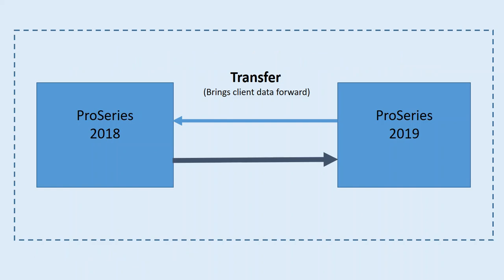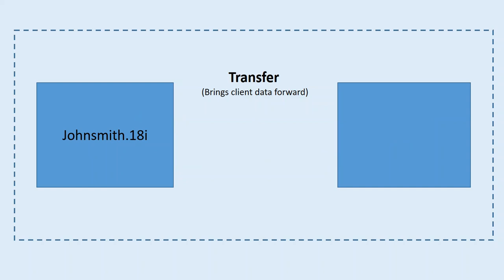Transferring a client file in ProSeries means the program will look backwards for the prior year data. When the client file is selected for transfer, its data will be migrated and changed to the current year's file format. For example, a file named johnsmith.18i will be transferred and become johnsmith.19i.